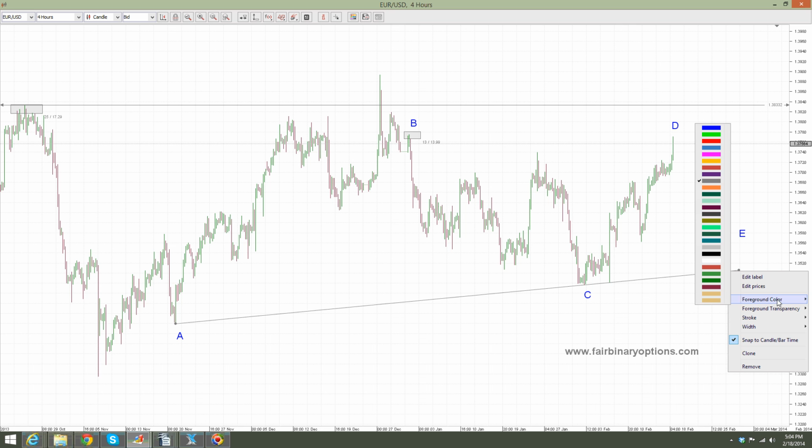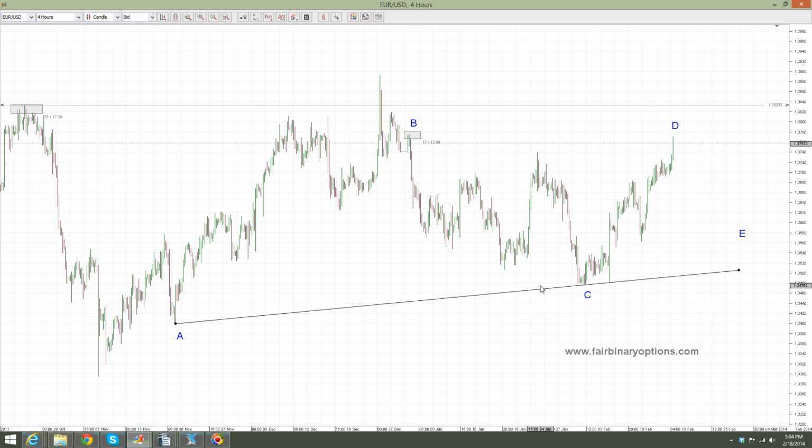Let's make this one a new color. Let's make it black, like this, and a bit bigger. Clone it, and it goes from the B wave here to the upside here. Now there is a problem with this triangle.